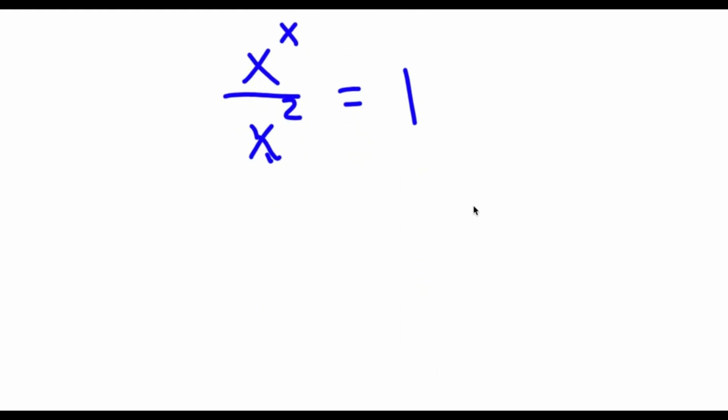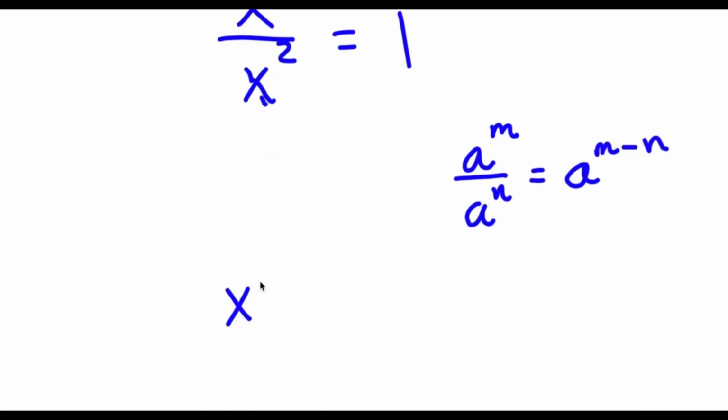Now, if I have something in the form a to the power of m over a to the power of n, this is equal to a to the power of m minus n. So in this case, x to the power of x over x to the power of 2, that's going to equal x to the power of x minus 2, which is equal to 1.